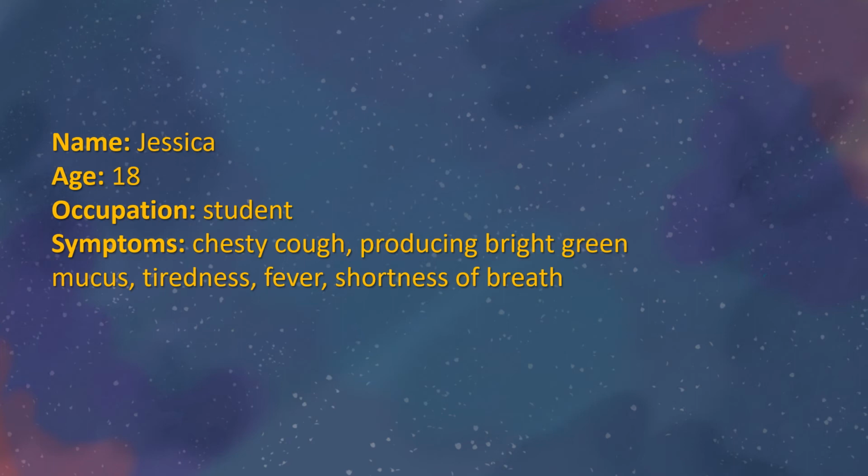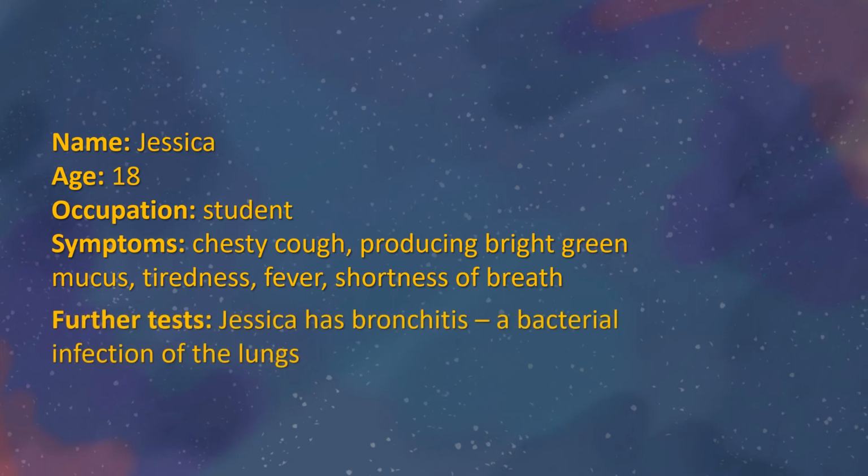Okay, Jessica, she is 18, she's a student, she's got a chesty cough, producing bright green mucus, tiredness, fever, shortness of breath. Think about what you might give to her. Okay, further tests show that Jessica has bronchitis. It is a bacterial infection of the lungs. So for this one, you would prescribe antibiotics because it's a bacteria.